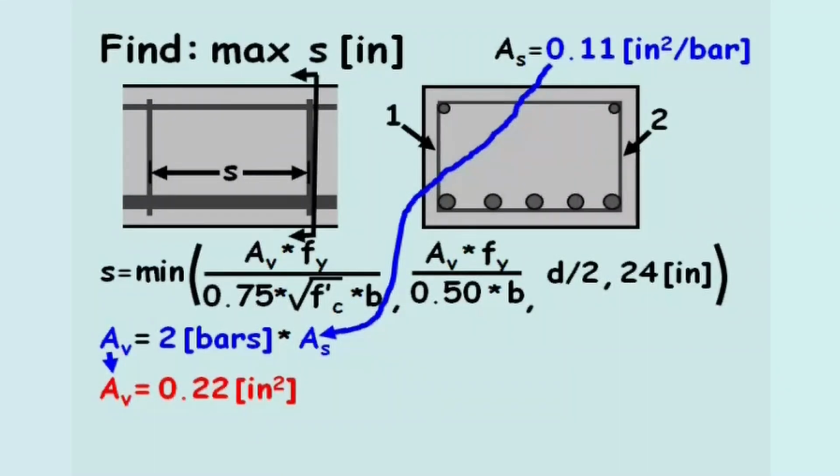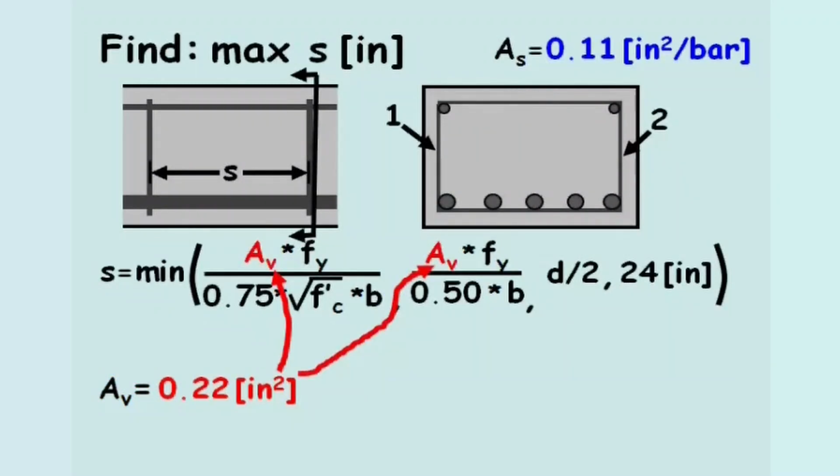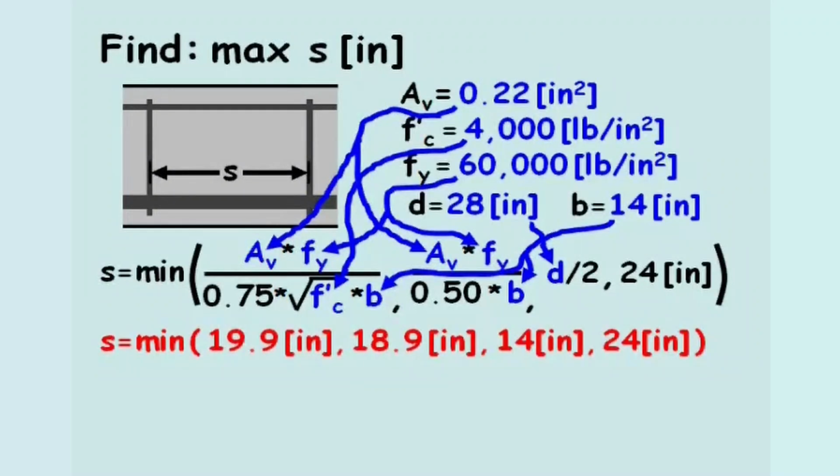Plugging in this value for variable Av as well as the other variables, S equals the smallest value between 19.9 inches, 18.9 inches, 14 inches, and 24 inches. Therefore, S equals 14 inches.